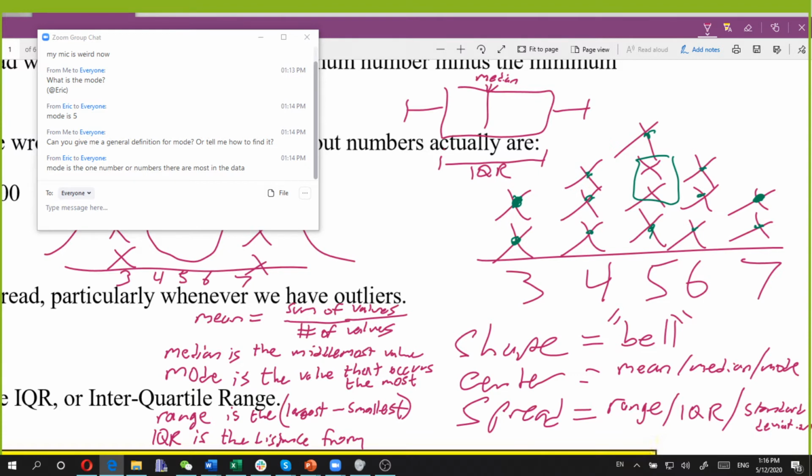Okay, IQR is the distance from Q1 to Q3. So if you wanted a formula for IQR, I could say the IQR is equal to Q3 minus Q1. Okay, any questions on our SAT stuff? Mean, median, mode, range, IQR?